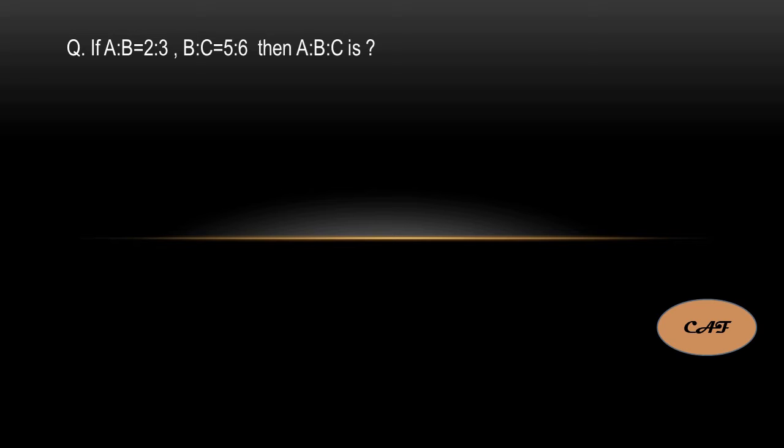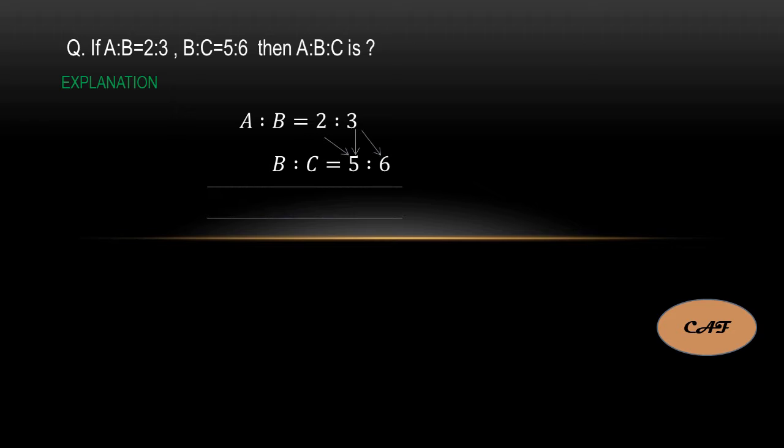While solving this, we have to write this in a sequence. I will show now. A is to B is equal to 2 is to 3. Then B is to C is equal to 5 is to 6. While writing B is to C, write B exactly under B. Then we have to multiply the first and second equations with some numbers. Which number, I will tell.